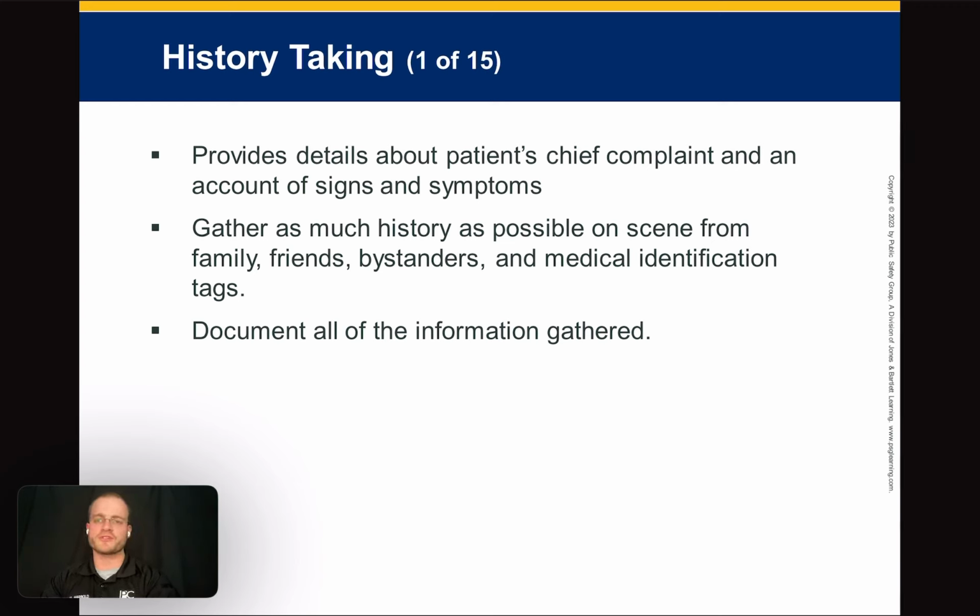And we can do this through history taking. History taking provides details of the patient's chief complaint and an account of the signs and symptoms. And we want to gather as much history as possible on scene from the family and the friends and the bystanders. And I've already said this. And medical information tags like a medical alert bracelet or whatever. The health app in the phone, their medication list, whatever. Discharge summaries. There's a lot of information we can gather on scene. And document all our information gathered.